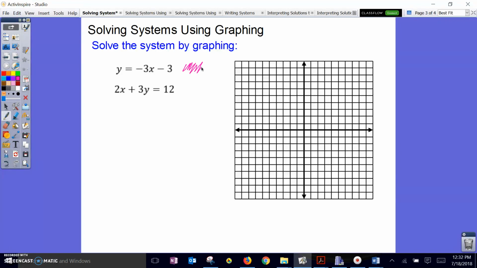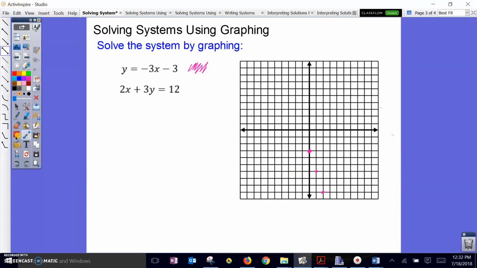First, we're going to graph y equals negative 3x minus 3. Got a y-intercept of negative 3 and a slope of negative 3. So I'm going to go down 3 and over 1, down 3 and over 1. And then I'm going to draw my line.